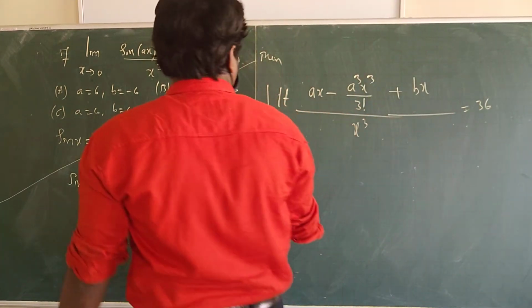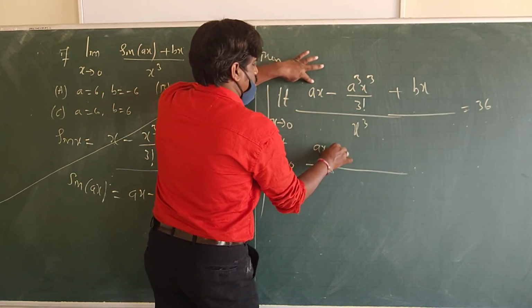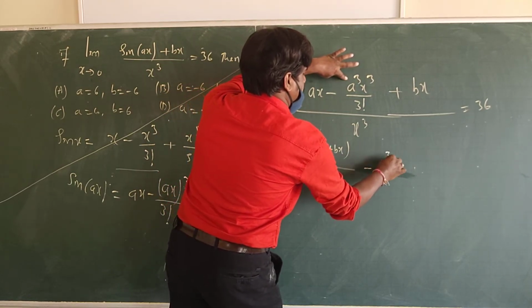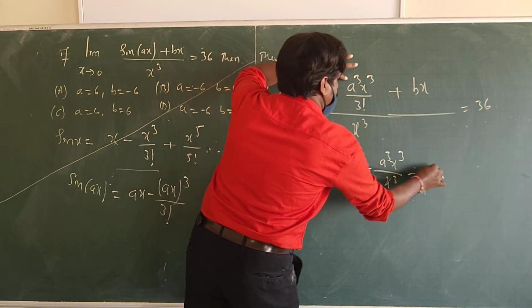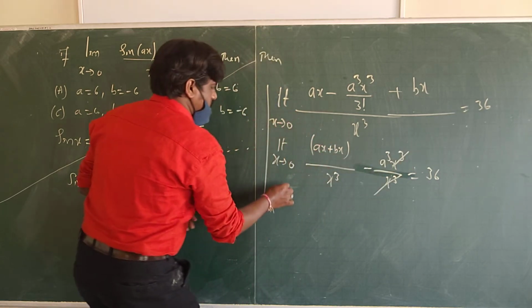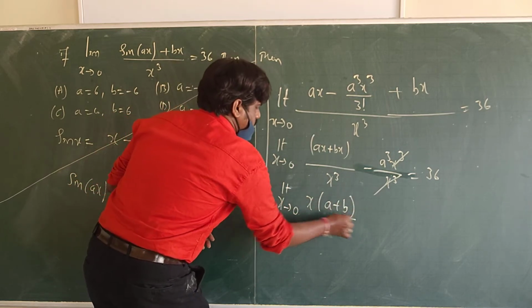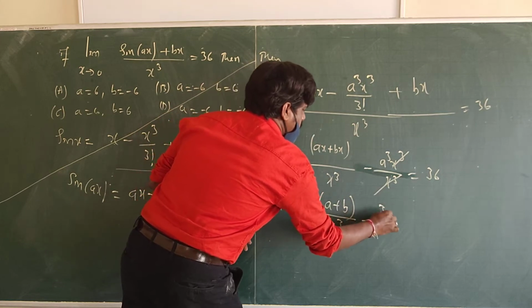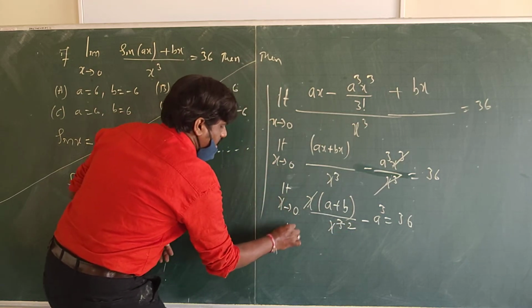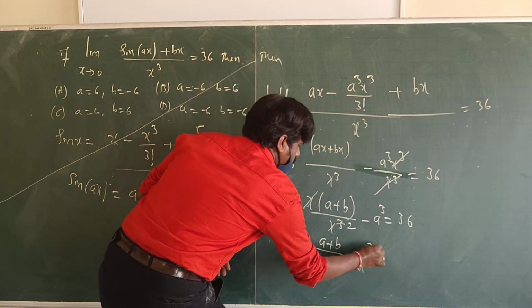Sir, what to do here? Limit x tends to 0. You write here, limit x tends to 0, ax plus bx together divided by x cube, minus a cube x cube divided by x cube, is equal to 36. Means this x cube separated, this x separated, x cube cancelled out. Limit x tends to 0, x taken common, (a plus b) upon x cube, minus a cube, is equal to 36. So you can write here x square, you can cancel it. Limit x tends to 0, you get (a plus b) divided by x square minus a cube is equal to 36.